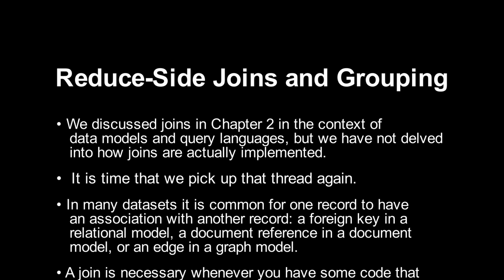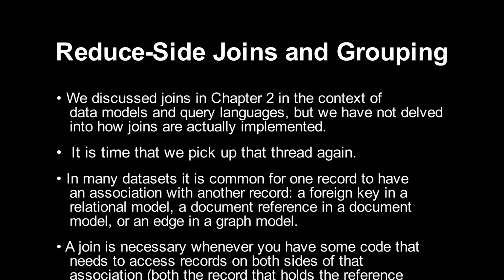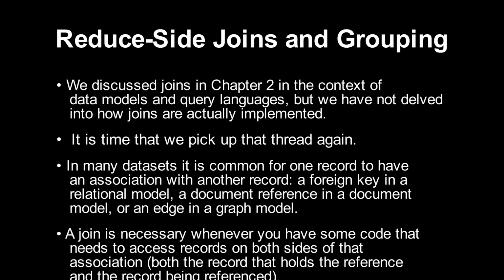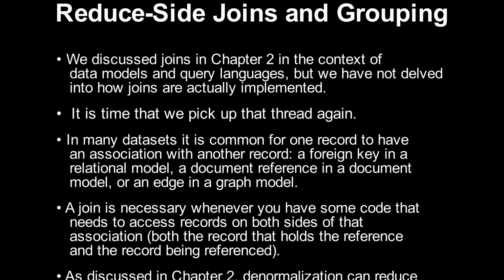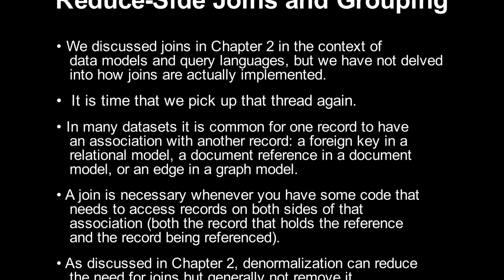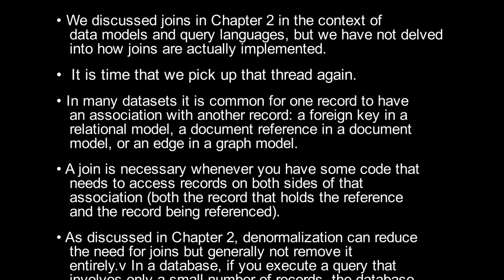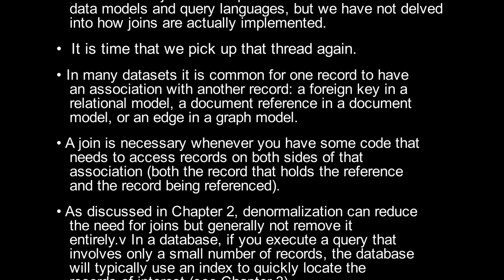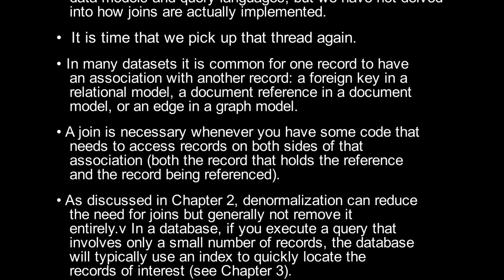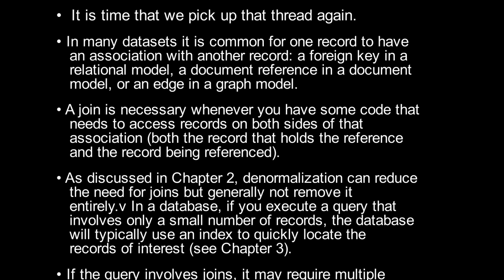In many datasets, it is common for one record to have an association with another record: a foreign key in a relational model, a document reference in a document model, or an edge in a graph model. A join is necessary whenever you have some code that needs to access records on both sides of that association, both the record that holds the reference and the record being referenced. As discussed in Chapter 2, denormalization can reduce the need for joins, but generally not remove it entirely.